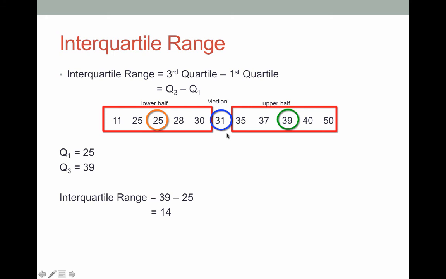This is a better description than the range, which would say that our numbers are actually spread out over 39 numbers, which is not really the case because we have this really big 50 here and this really small 11, which is really far away from our middle set of data.